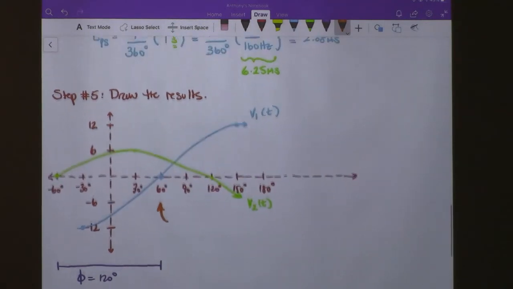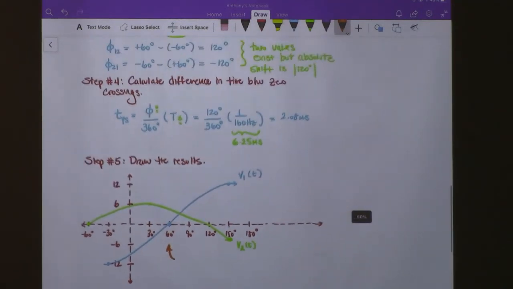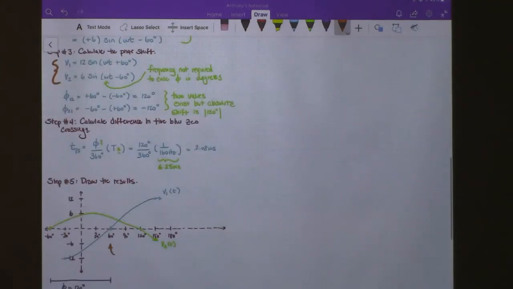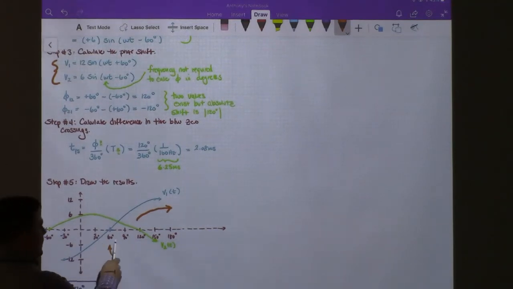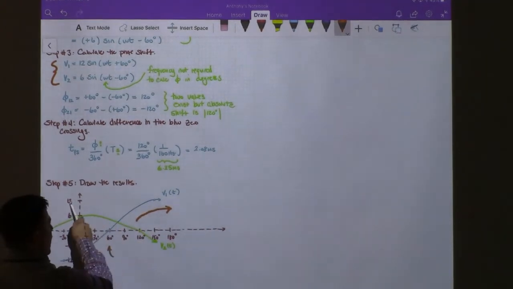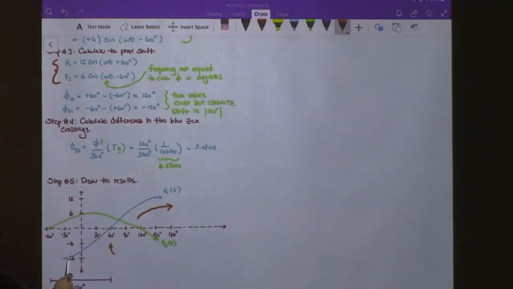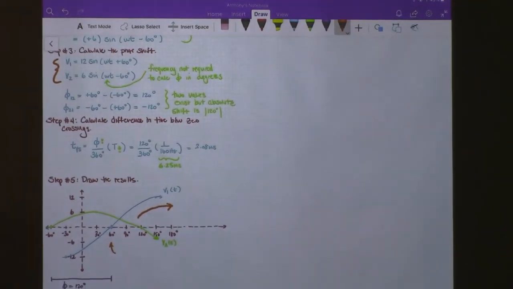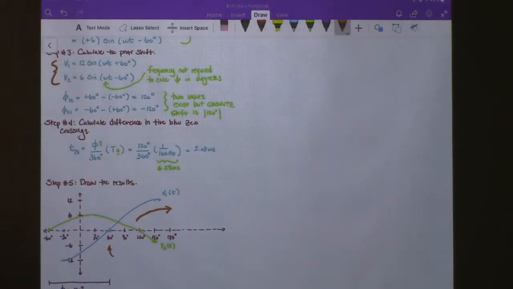If I make it small, I can get them both in the same. So we start here at positive 60 degrees. And I didn't draw the whole sine wave, but that's what it would look like. So 60 plus 90 is 150, so that's where it would reach its peak, where it has an amplitude of 12. And then at 60 minus 90, which is negative 30, that's where it would reach its negative peak, which is negative 12 volts.